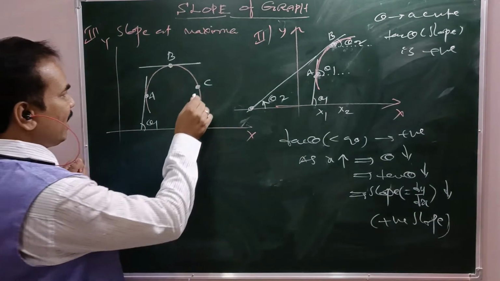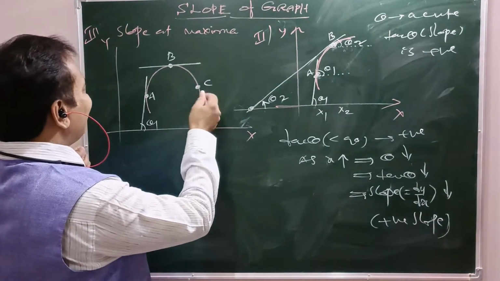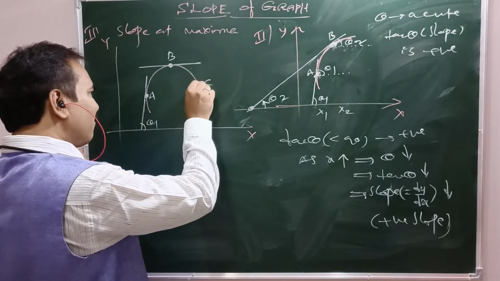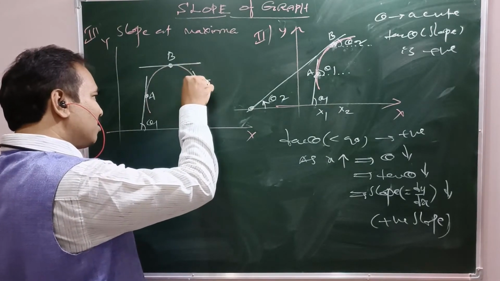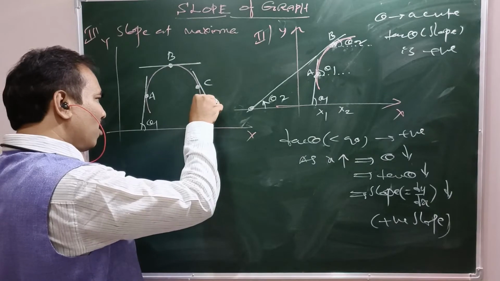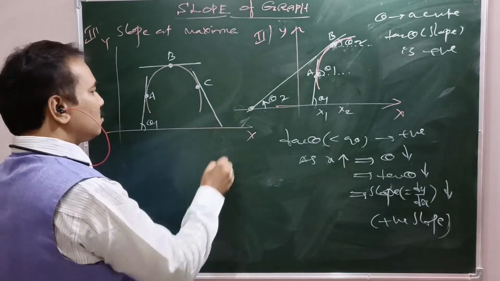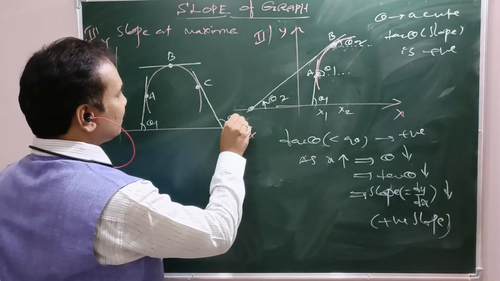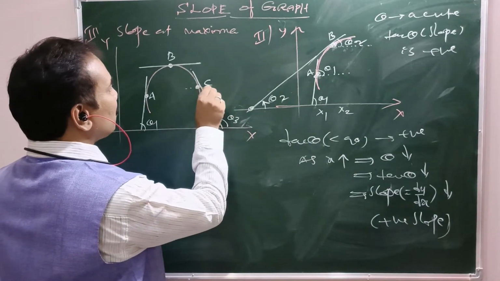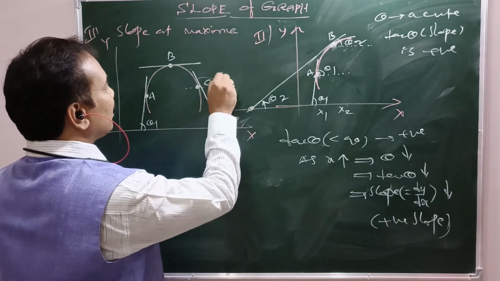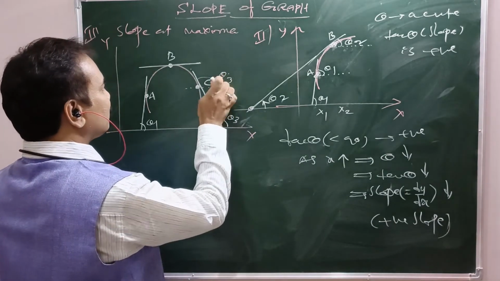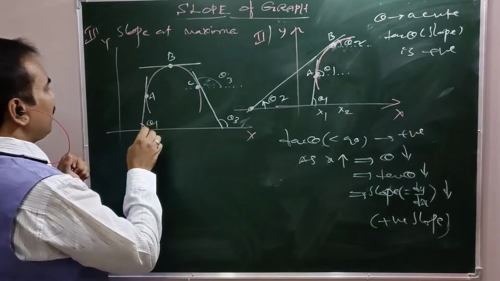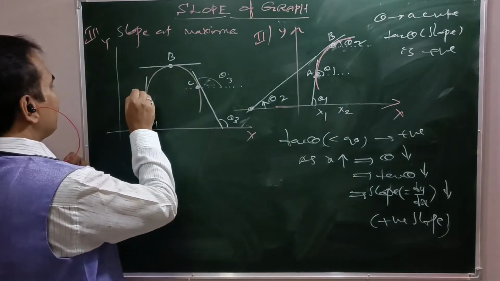Similarly, if I take one tangent drawn to the curve at point C on the right side, somewhere here, it cuts the x-axis somewhere here. So this is theta 3. Of course, we can take it here also. This is theta 3. So this point is C, theta 3. Right? So this is point A.